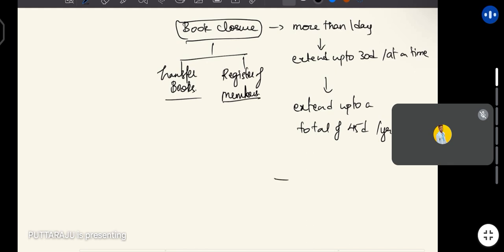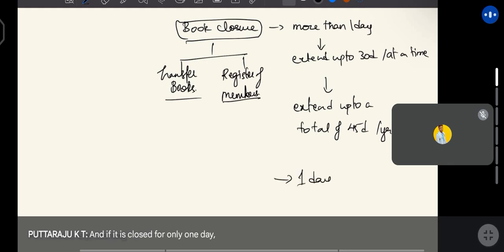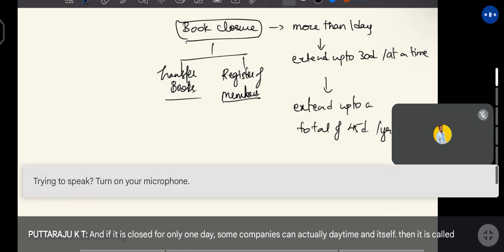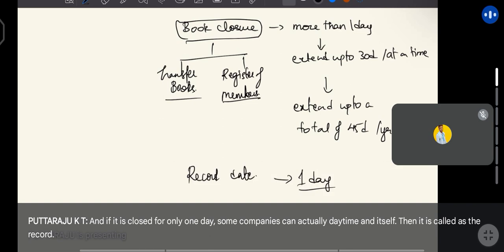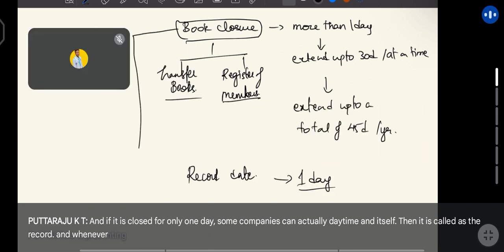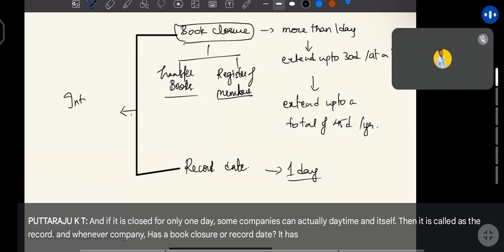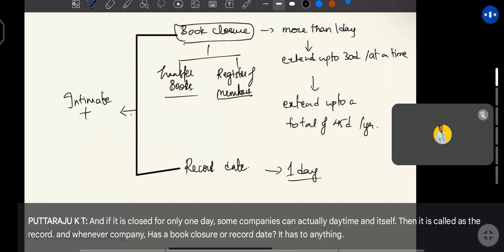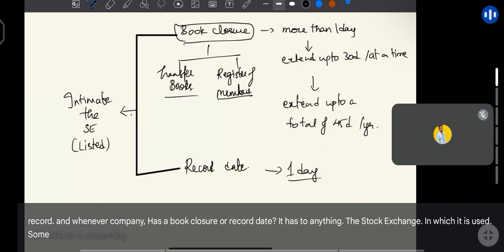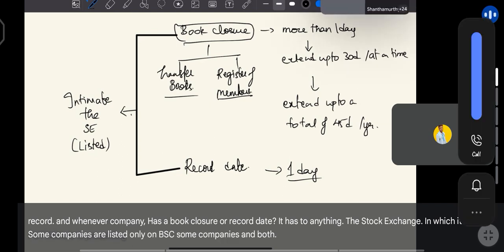And if it is closed for only 1 day, some companies can accept this data in 1 day itself. Then it is called as record date. And whenever a company has a book closure or record date, it has to intimate the stock exchange in which it is listed. Some companies are listed only on BSE, some companies are listed on both BSE and NSE, so you have to inform both.